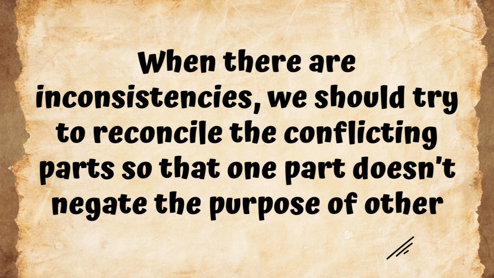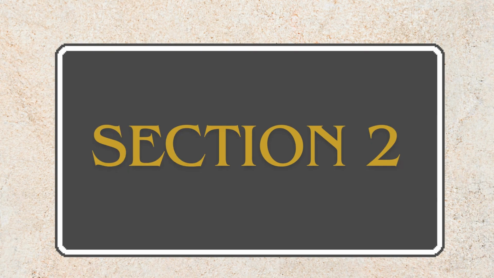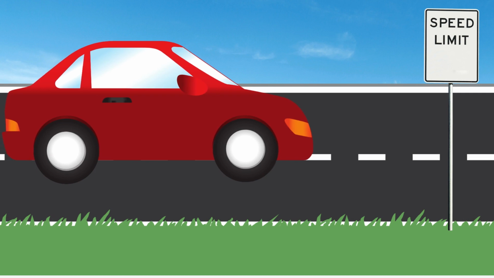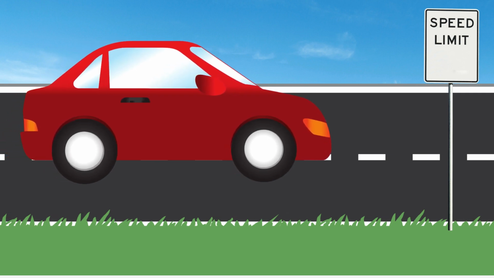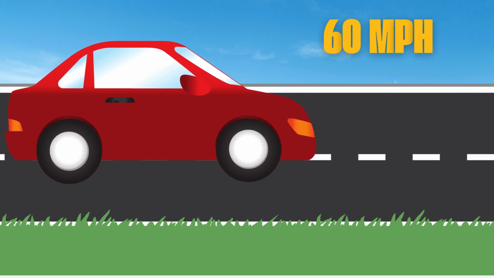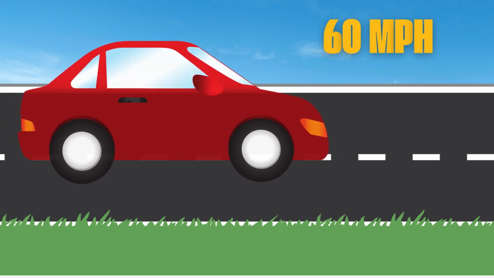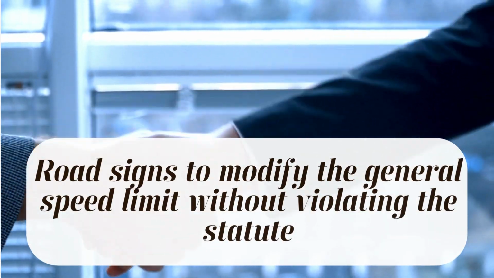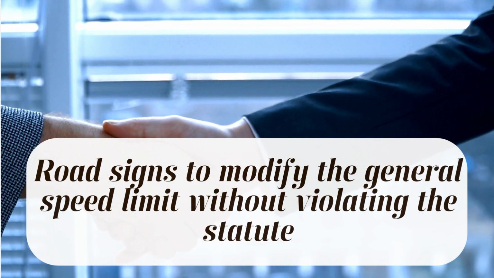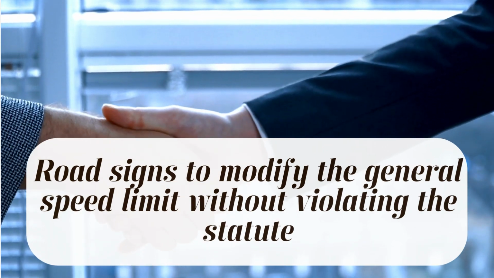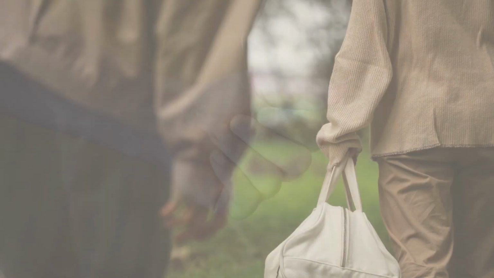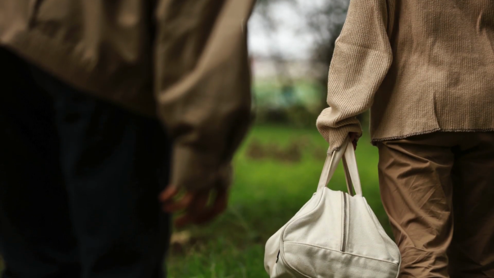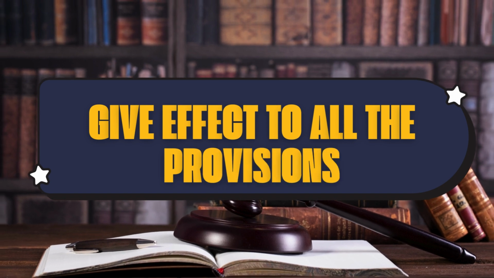In this scenario, one could interpret Section 2 to mean that drivers on the expressway must follow road signs, but if there are no road signs, the maximum speed limit for the drivers is 60 miles per hour mentioned in Section 1. This interpretation would harmonize the two sections by allowing road signs to modify the general speed limit without violating the statute. The doctrine of harmonious construction assumes that what Parliament gives with one hand, it does not intend to take away with the other. The goal is to give effect to all the provisions.